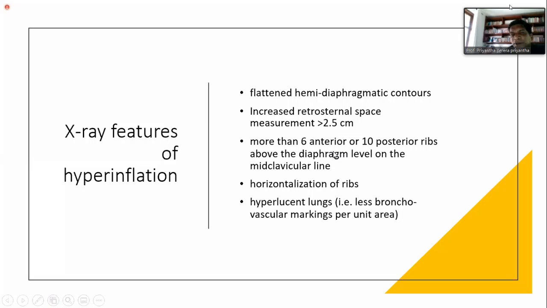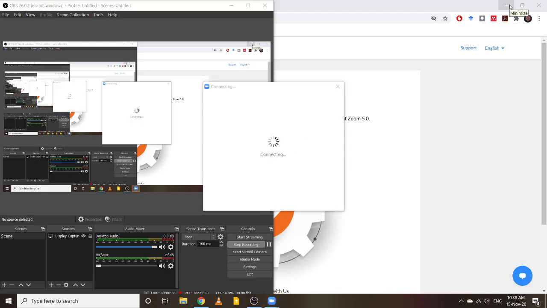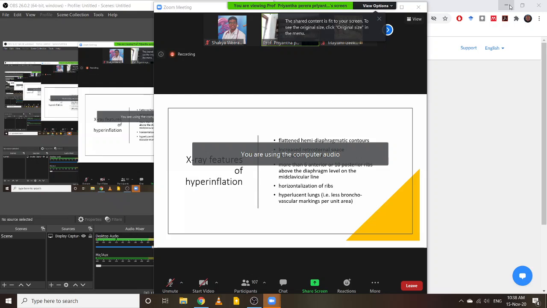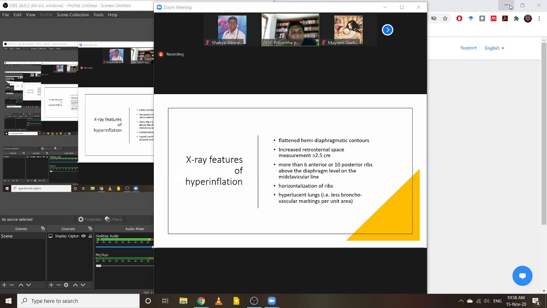At the mid-clavicular level, if you can see more than 6 ribs anteriorly or more than 10 ribs posteriorly, that's evidence of hyperinflation. And horizontal ribs, instead of sloping downwards like that, right? If ribs are horizontal, then again that's supportive of hyperinflation. And the lung fields will be hyperlucent.